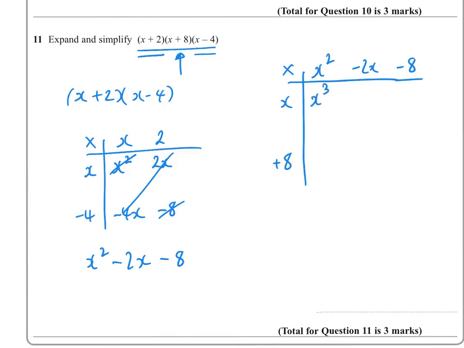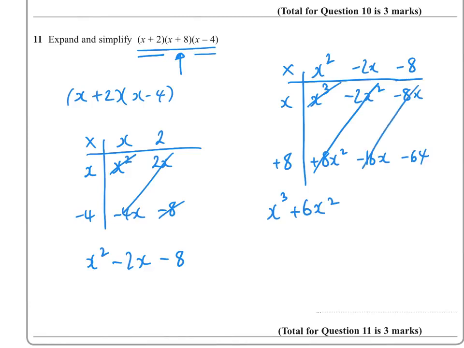So we've got x cubed minus 2x squared minus 8x plus 8x squared minus 16x minus 64. Then collect the terms. X cubed, 8 minus 2, that's plus 6x squared, minus 24x minus 64. So give it a try. Maybe try doing x plus 2 times x plus 8 first, and then times that by x minus 4. There's plenty of ways of doing that question.